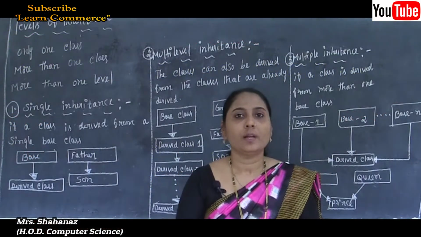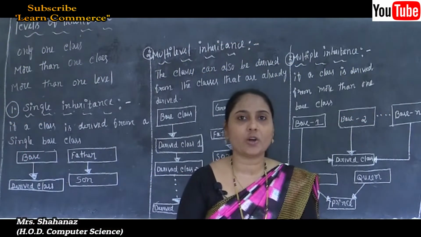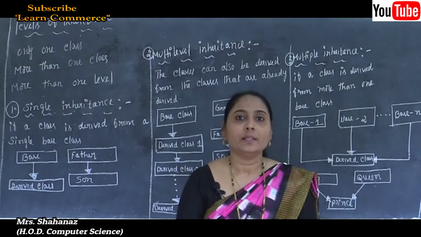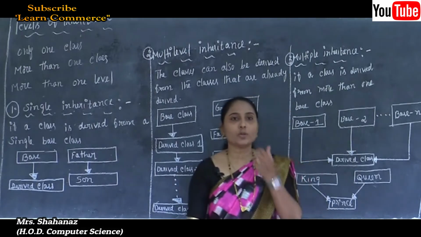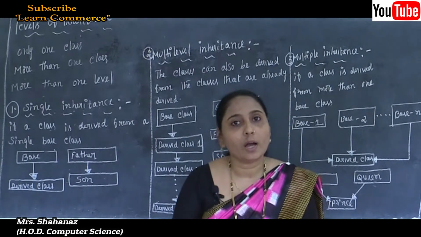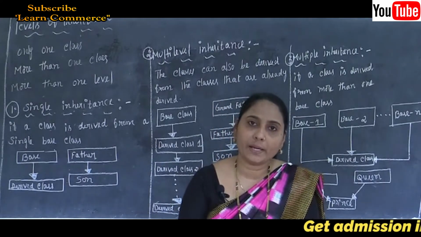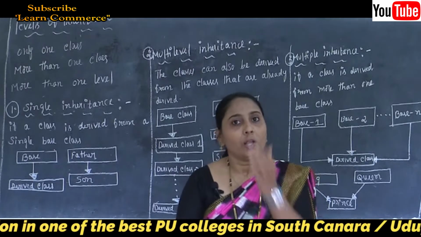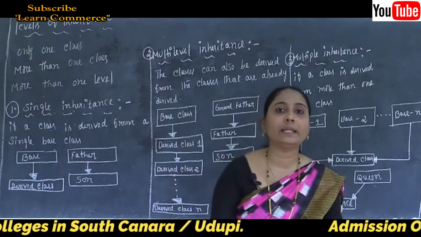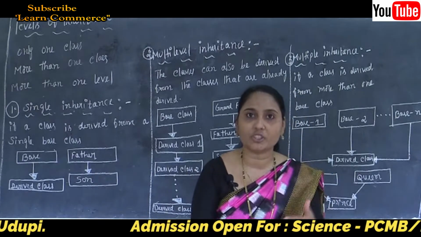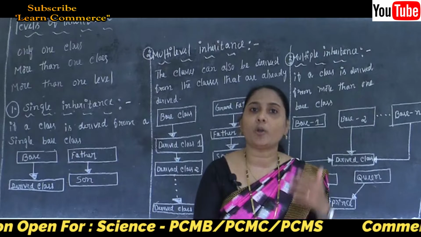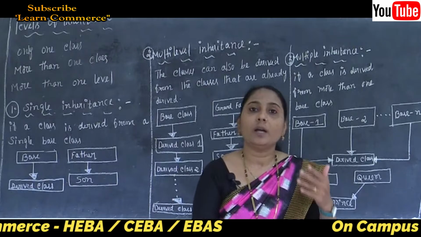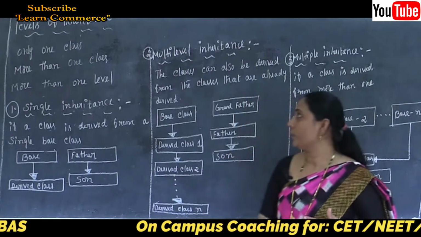Good morning to all. Welcome to our second PU Computer Science online classes. In the last class, we already completed the visibility modes: private, public, and protected. We also covered the role of visibility, that is, which data is going to be inherited by the derived class, whether the public members are possible or the private members are possible. We already completed all those important concepts in the last class.